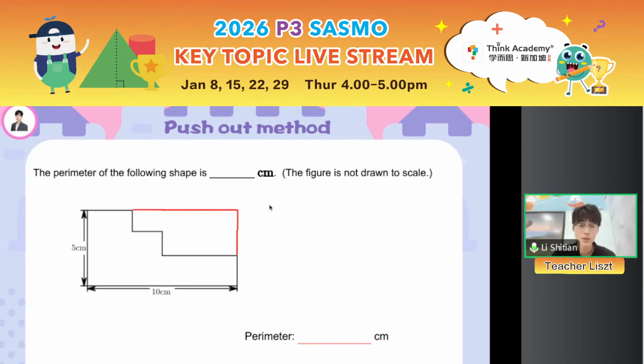So we only need to use the 5, which is breadth, plus length, then times 2, right? So it is 15 times 2. The answer is 30. Am I finished?